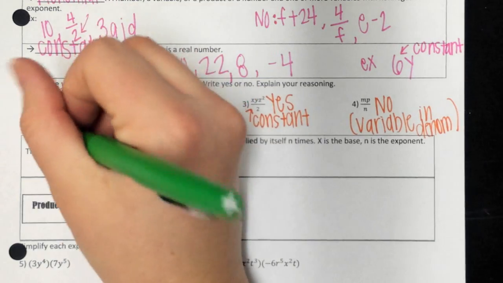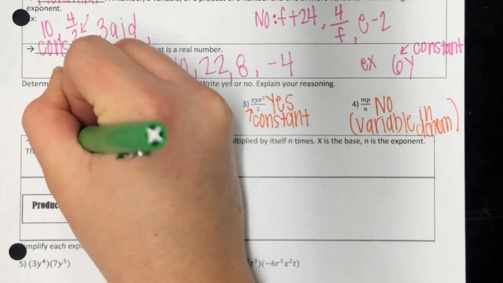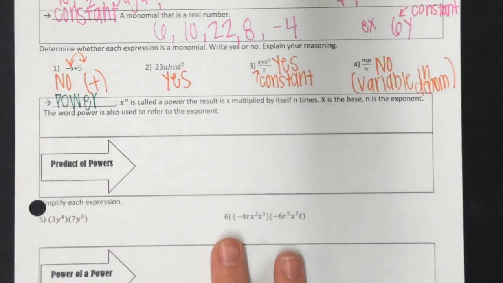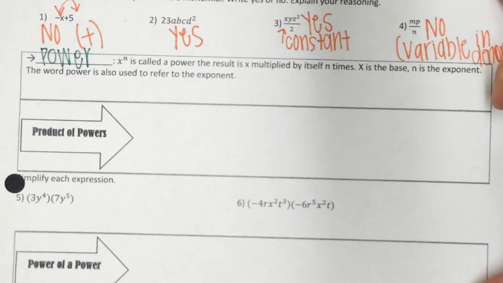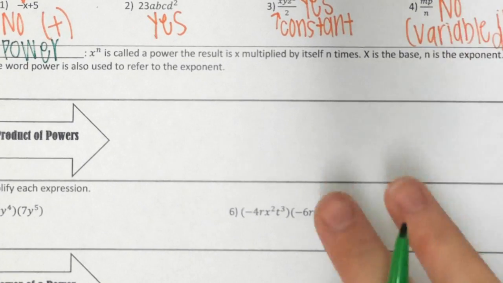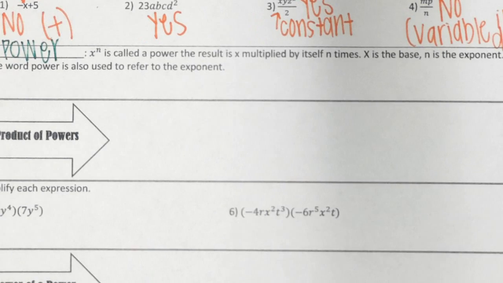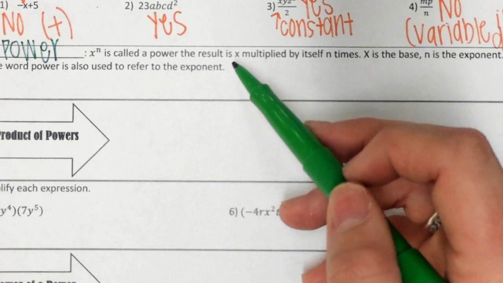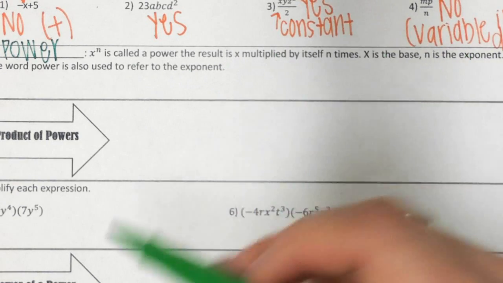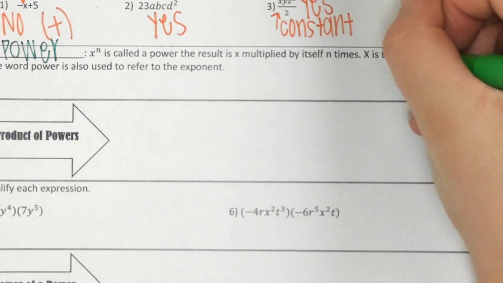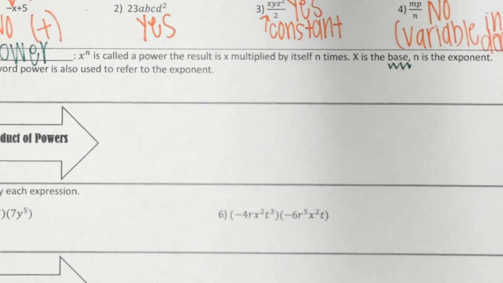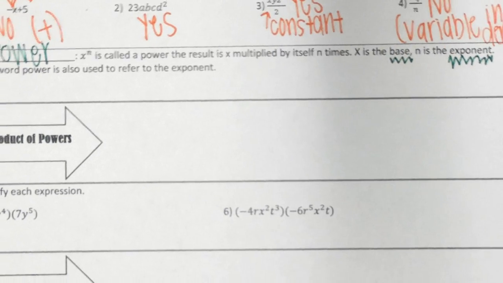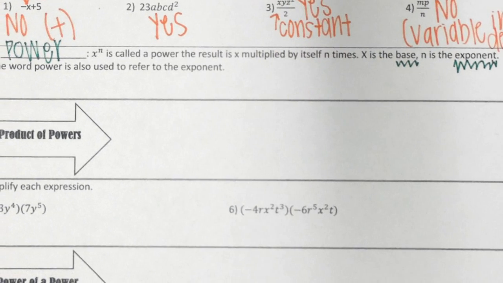The next term is called a power. X to the nth power, that's a power. So X is being multiplied by itself n times. X is the base, and n is the exponent in this case.